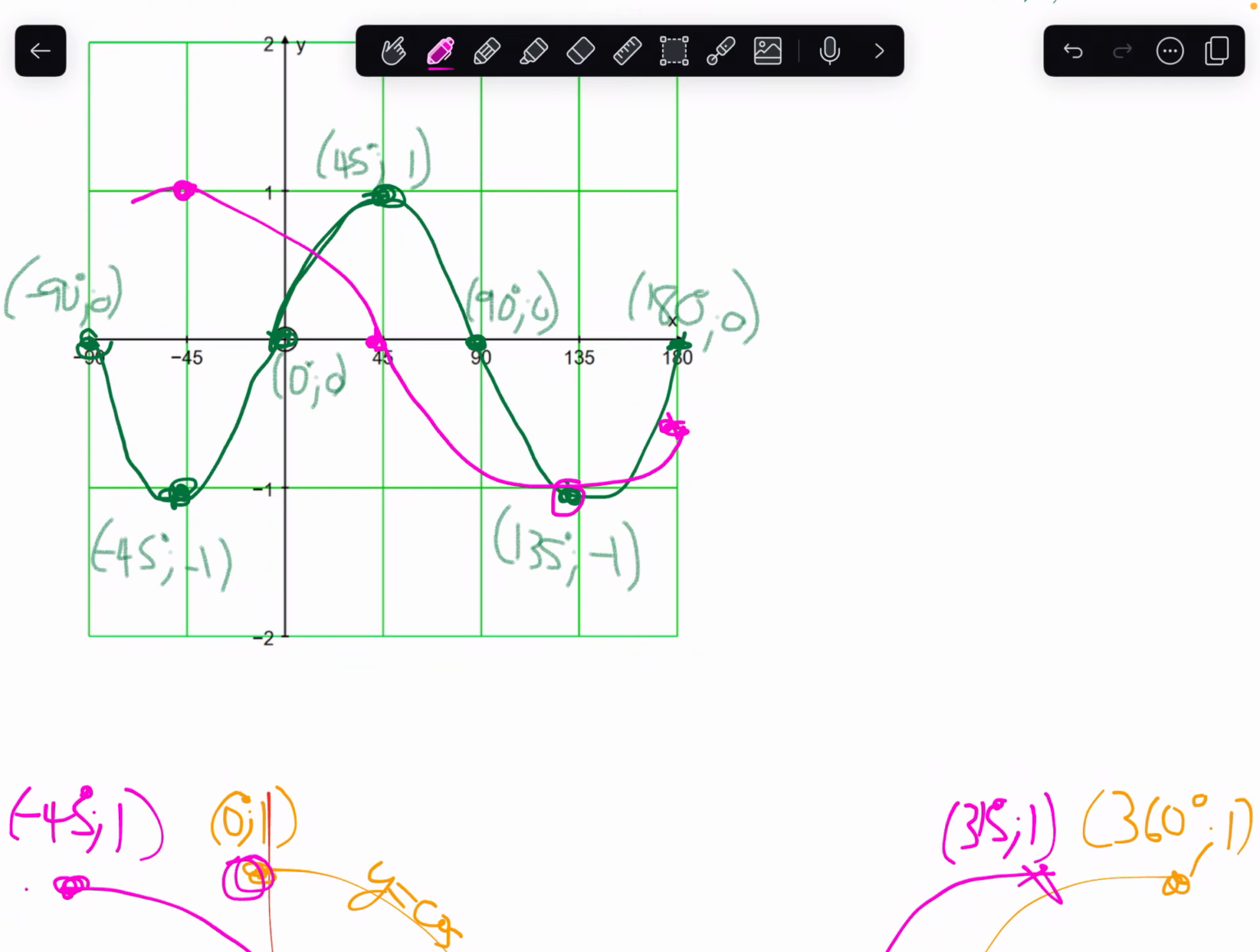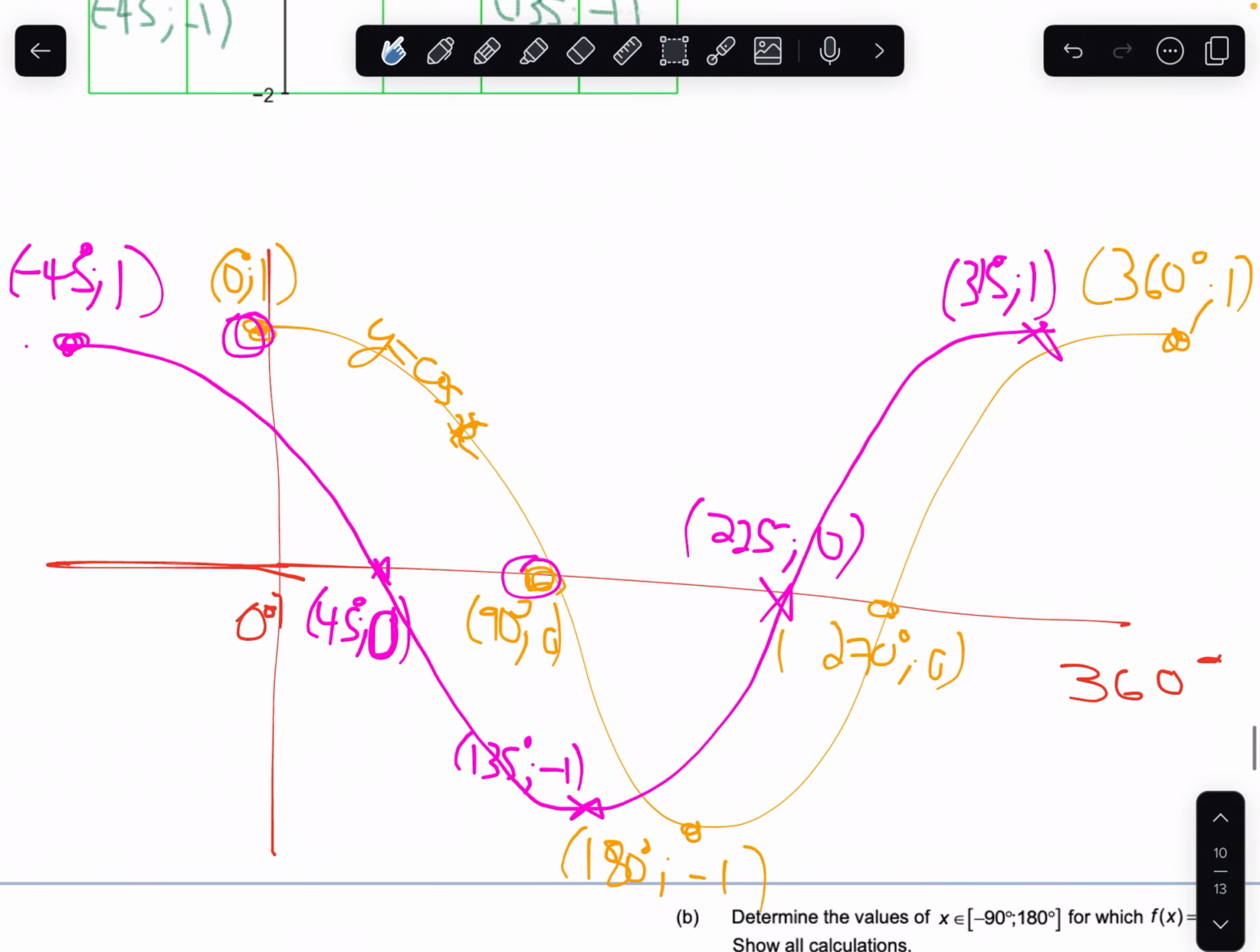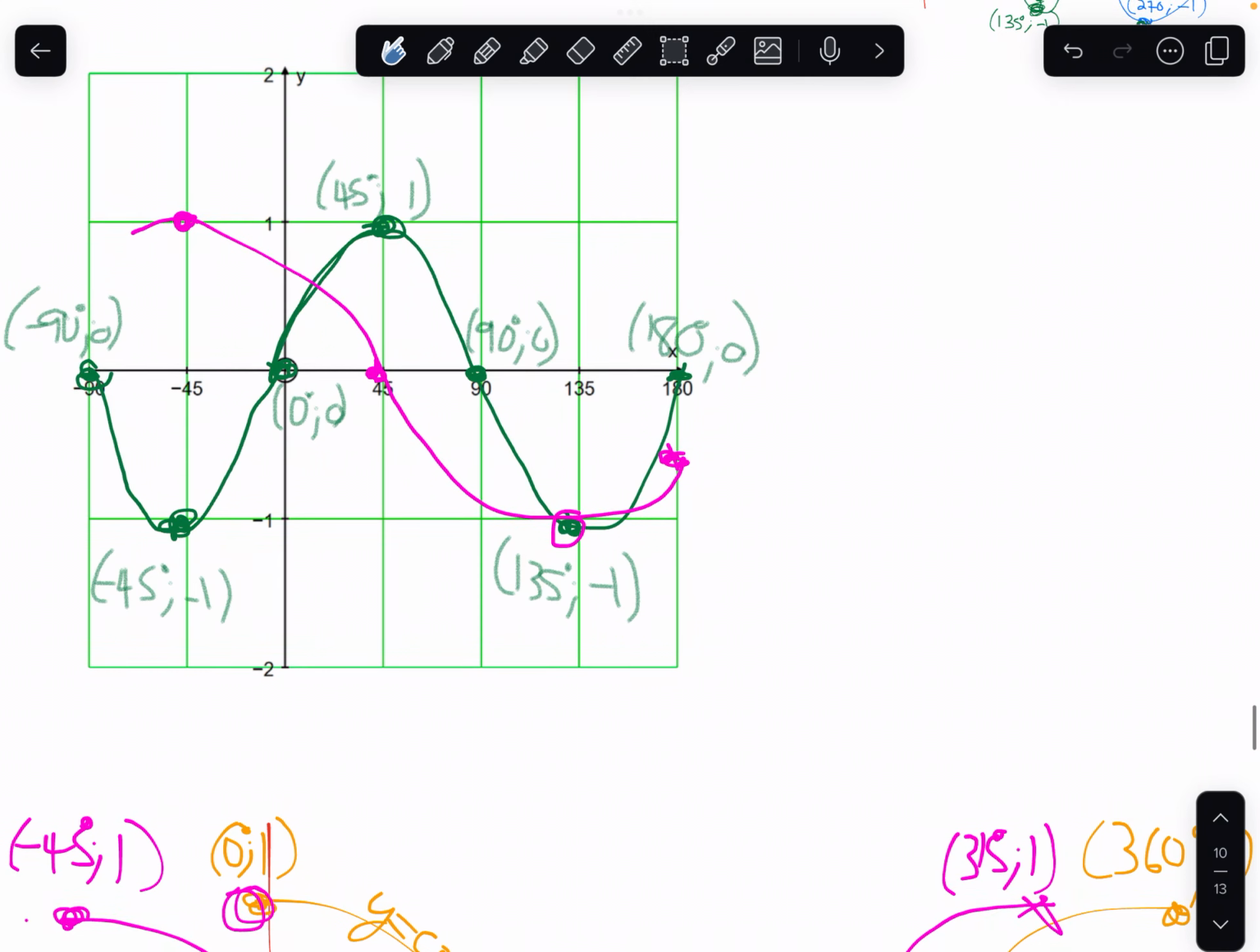Okay, so we know that it takes 2 blocks to travel from a turning point to an x-intercept. Again, over here from x-intercept to turning point, it takes 2 blocks. So from minus 45 to 90, we're not going to get to the x-axis within that 1 block. So our graph is just going to end up roughly somewhere there. Okay, so now we need to work out what.